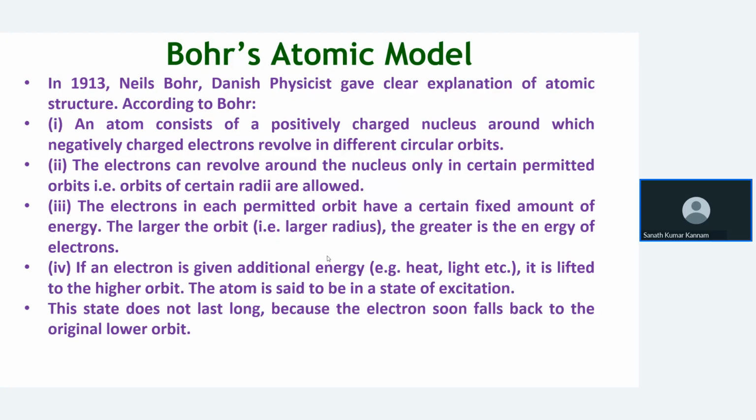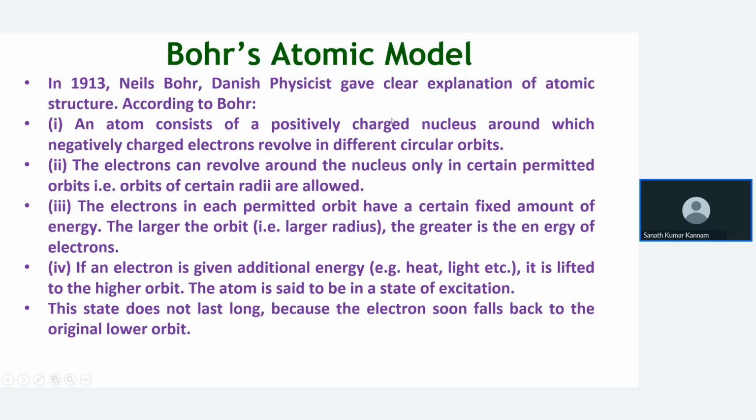So these are some four rules of the Bohr atomic model. He gave the rules. An atom consists of a positively charged nucleus around which negatively charged electrons revolve in different circular orbits. Okay. So that means the atom has a positively charged nucleus.